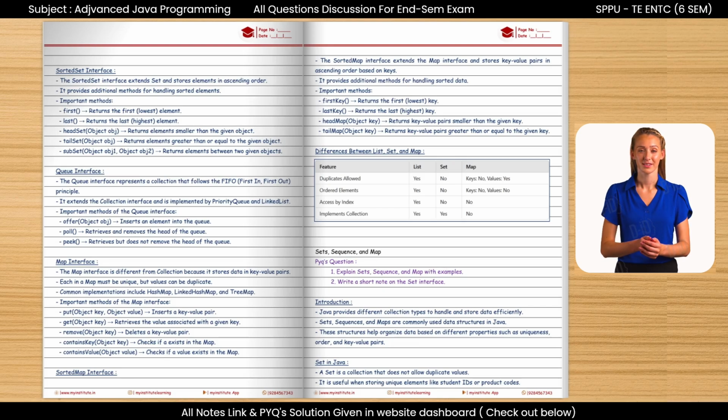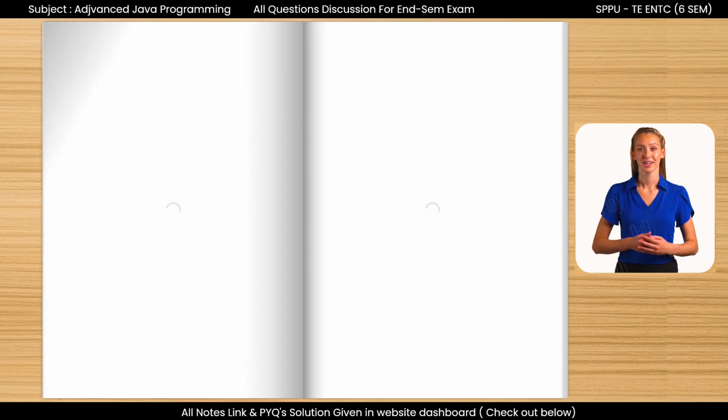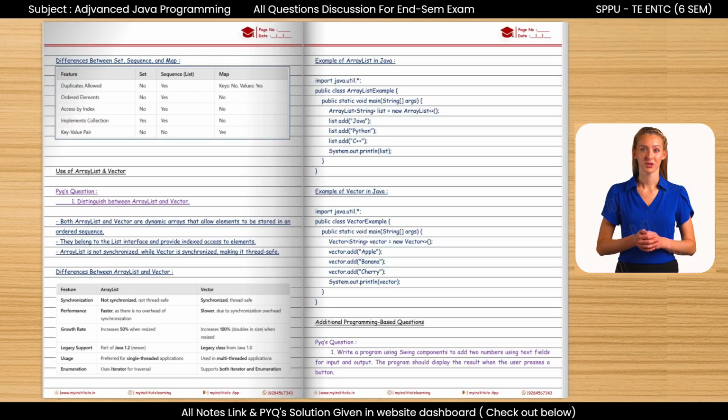Now let's move on to our next topic, which is ArrayList versus vector. From this topic, we can expect the question like, distinguish between ArrayList and vector. ArrayList is not synchronized, making it faster, while vector is synchronized, making it thread-safe.